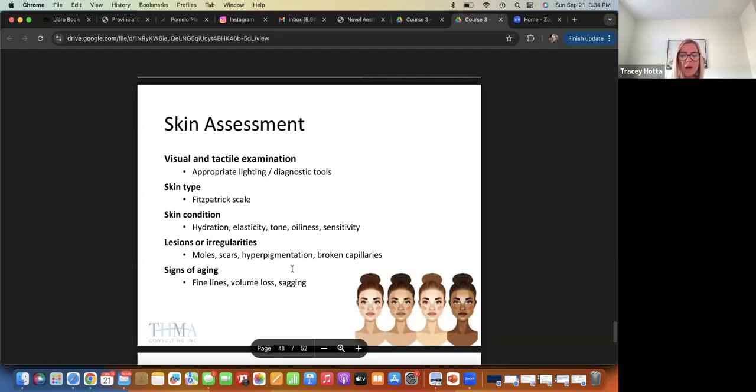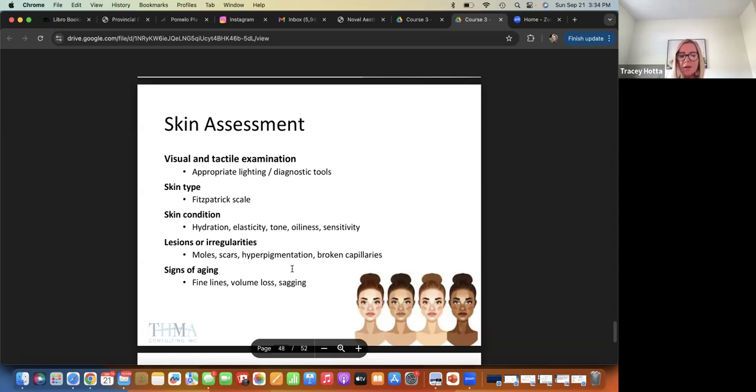Skin condition, hydration, elasticity, tone, oiliness. Do they have sensitive, reactive skin? Do they have any lesions or irregularities? Any moles, scars, hyperpigmentation, broken capillaries? Very important to take photos before any of your treatments as well, because sometimes it's important to capture things that were there prior to treatment starting.